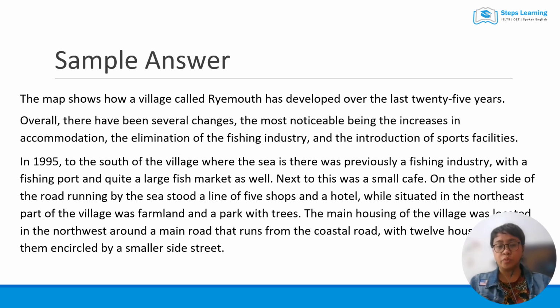On the other side of the road, running by the sea, stood a line of 5 shops and a hotel, while situated in the northeast part of the village was a farmland and a park with trees. The main housing of the village was located in the northwest around the main road that runs from the coastal road with 12 houses and then encircled by a smaller side street. So here, make sure that you use location vocabulary such as northeast, northwest, beside, next.